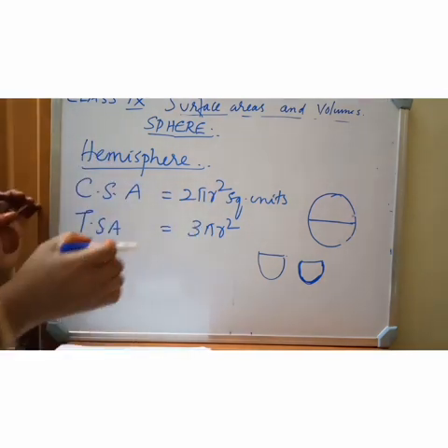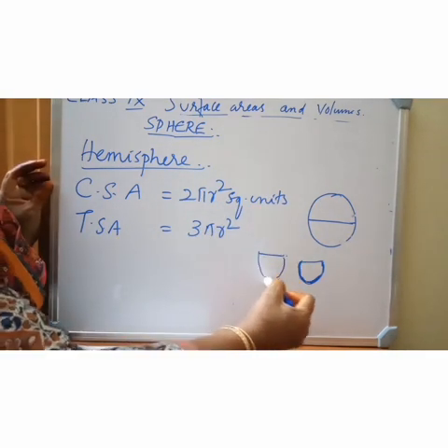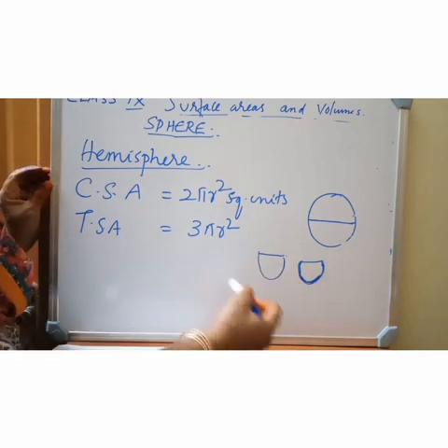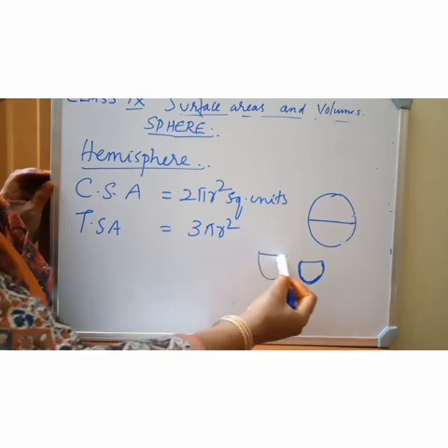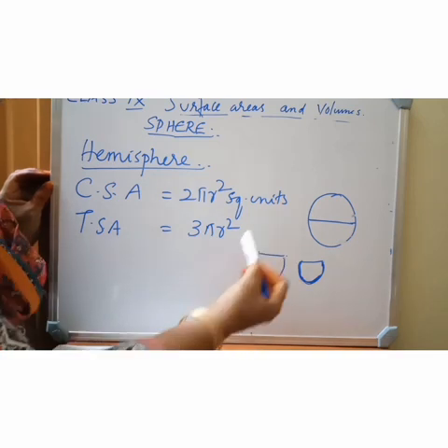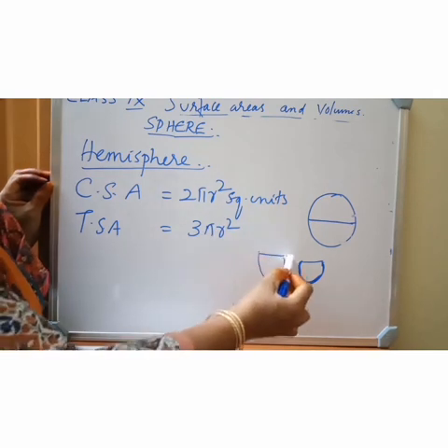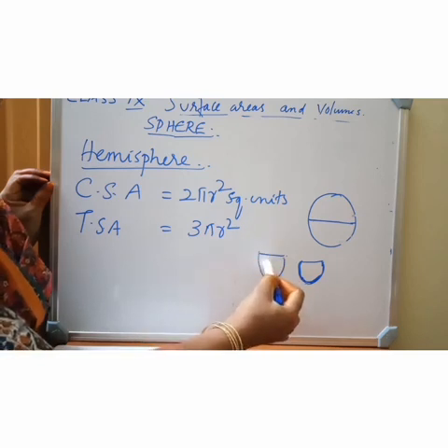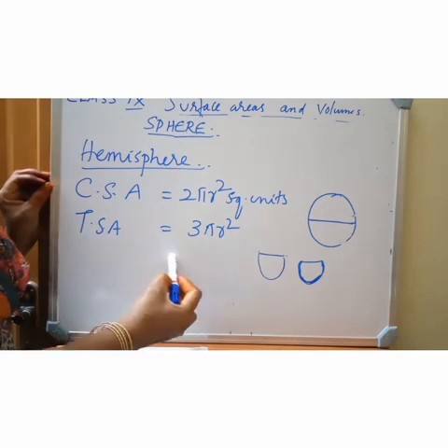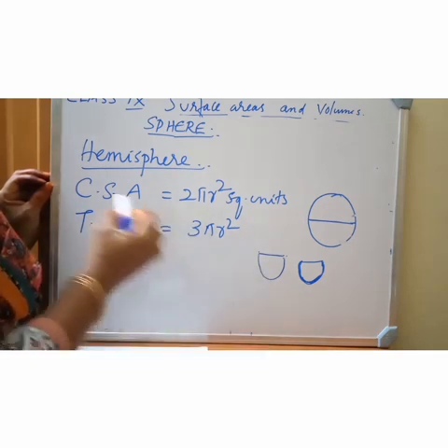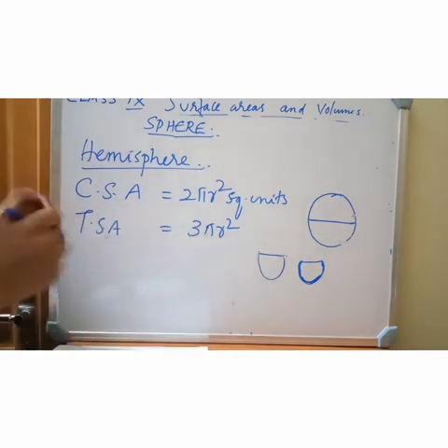Okay. So if we cut that, you will get two equal halves, isn't it? So the curved surface area is 2 pi r square. What will be the total surface area? We have one circle shape here also, isn't it? So what will be the total surface area? 2 pi r square plus this one area is pi r square. So 2 pi r square plus pi r square, that is 3 pi r square. So total surface area of a hemisphere is equal to 3 pi r square, and curved surface area of a hemisphere is equal to 2 pi r square.